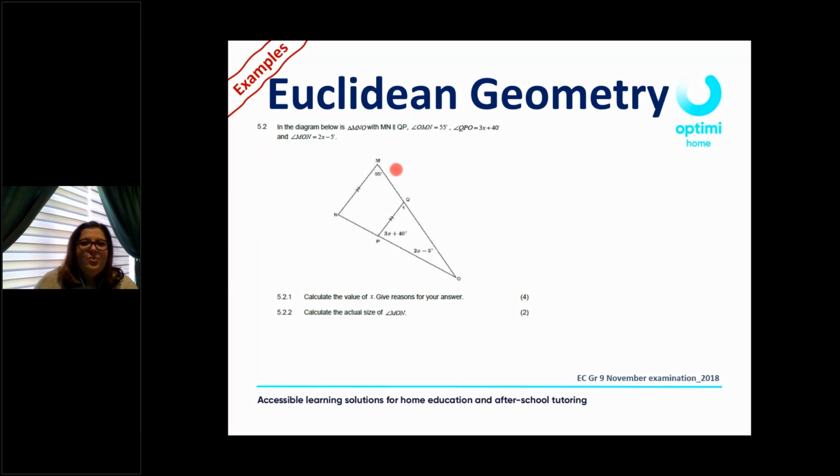MNO with the line MN parallel to QP. And they've also indicated that for us with arrows so that we don't forget. Now they say that the angle OMN is 55 degrees, and they've also added that information for us on there. And then they say angle QBO is 3x plus 40. And then, of course, angle MON is 2x minus 5.